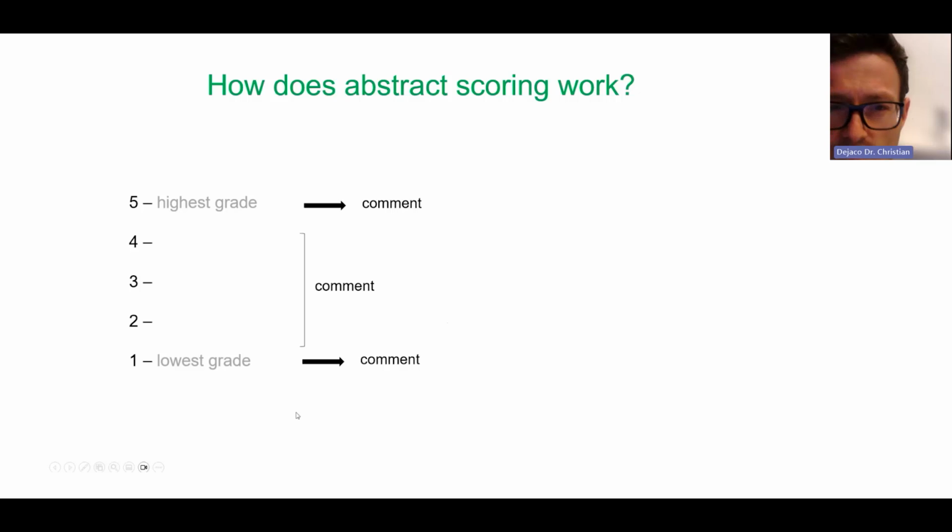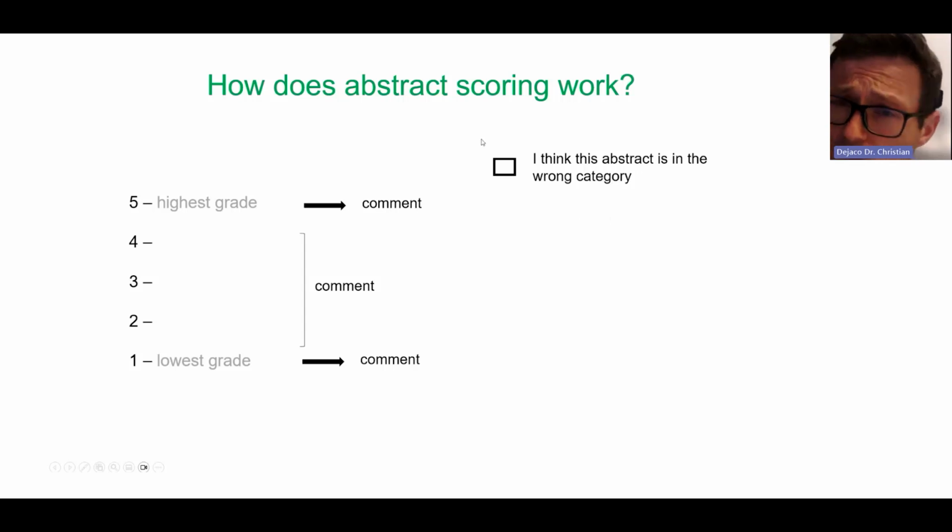However, the reviewers are asked to comment in certain situations. They are free to comment on every abstract. However, especially when they give the lowest grade, they are absolutely asked to comment on why they give the lowest rating. The same applies when they give the exceptional, highest rating; they are also asked to comment on it. And of course, if a reviewer feels that the abstract is out of his field of expertise, he can indicate that, and then the abstract will be reassigned.